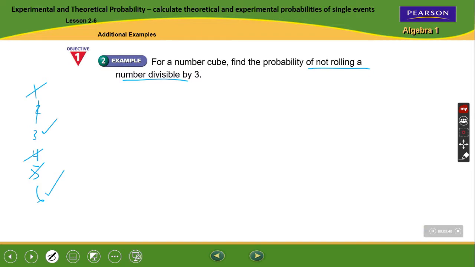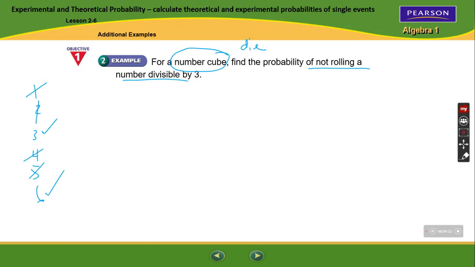A number cube, I don't know if you figured that out, is basically the same thing as a die. So what is the probability of not rolling a number divisible by 3? Well, that means what's the probability of rolling a 1, 2, 4, or 5? Those are all the numbers that are not divisible by 3. So remember back to the last slide. Our theoretical probability is going to be calculated based on the number of ways this specific event can happen. How many ways can we roll a number that is not divisible by 3?